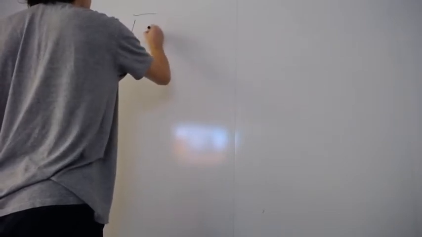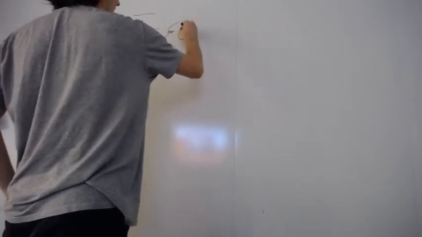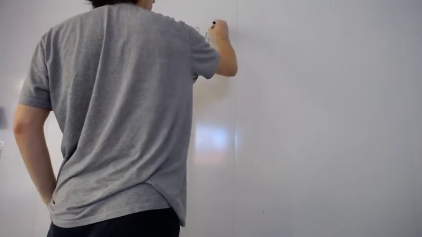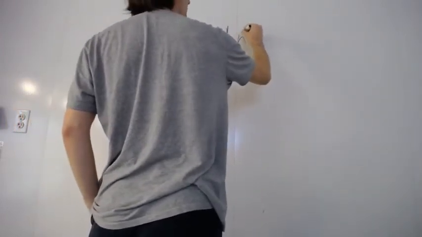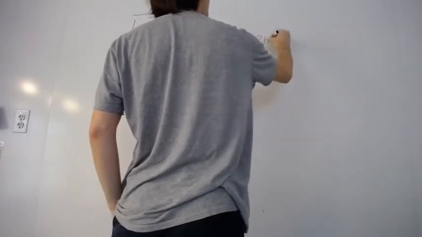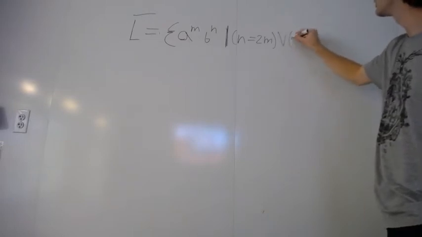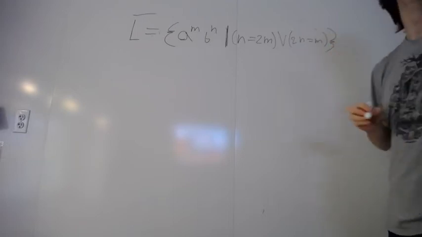What's in the picture? That's the highest, good. Okay, so it's A to the M, B to the N. A to the N or M? A to the M, B to the N, such that either N equals 2M, or the other way around. I'm going to do parentheses to save my sanity.